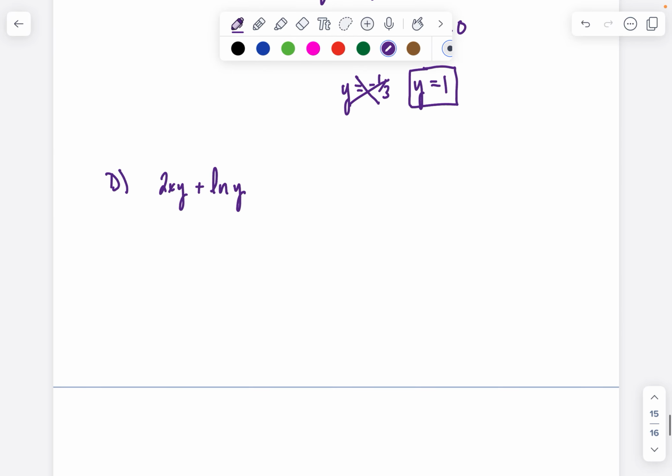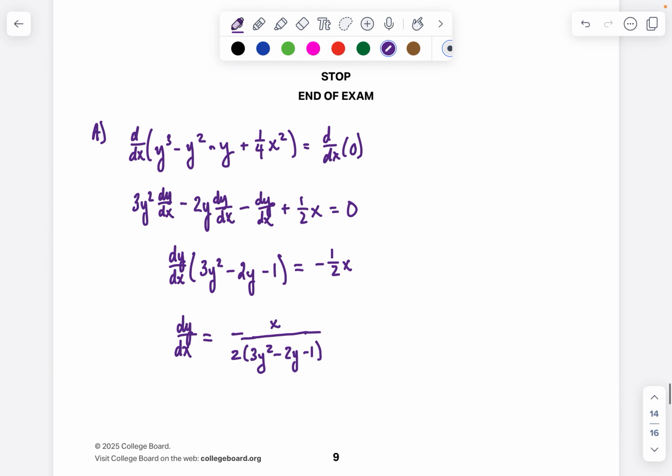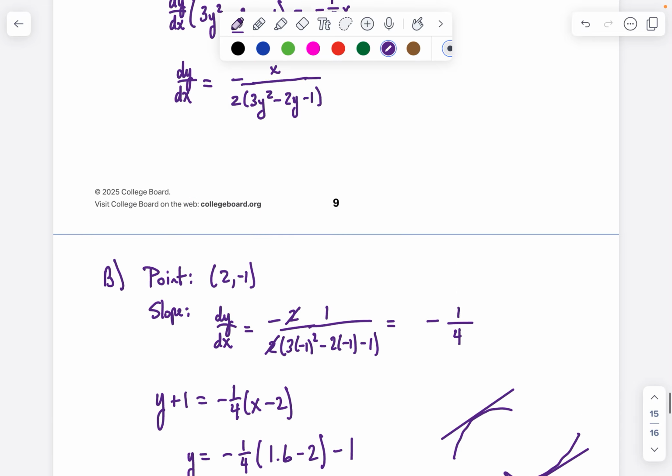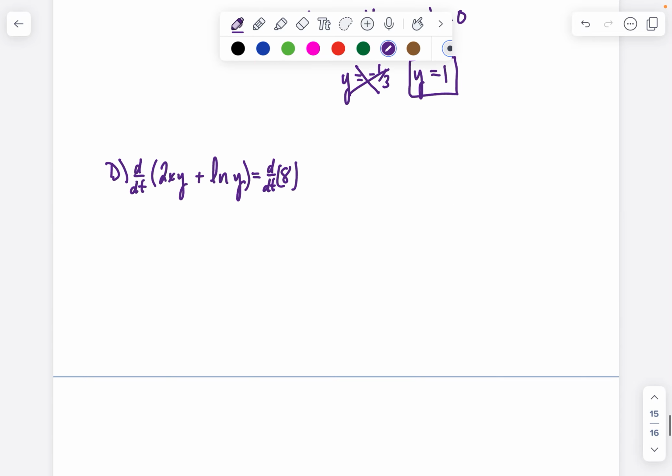All right. So this time when we differentiate, we're going to do it with respect to time. So we're going to take the derivative of this with respect to time, and we'll take the derivative of this with respect to time. Remember that point they gave us. So they gave us the point 4,1, right? We cannot plug that point in until after we differentiate. It's not a constant. Only if there was some constant could we plug in.